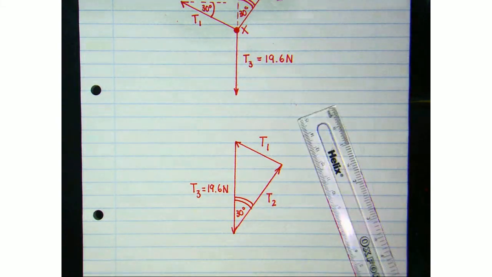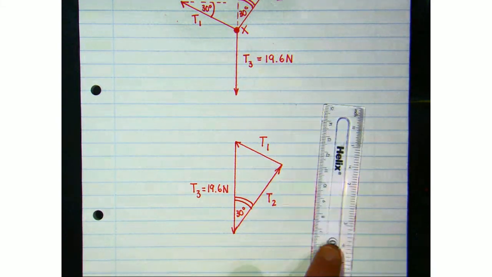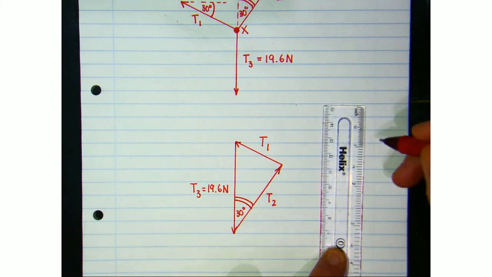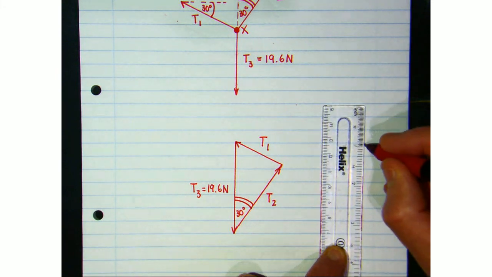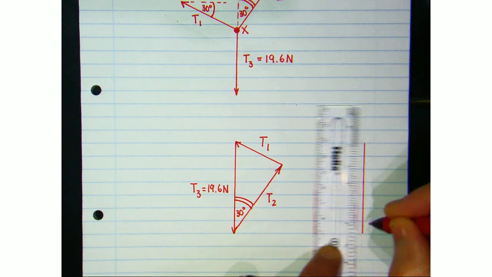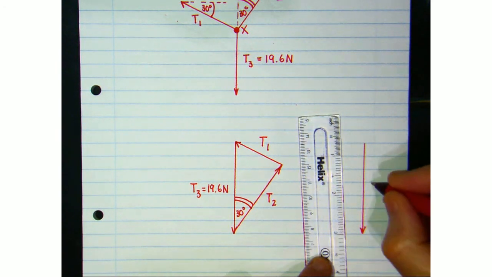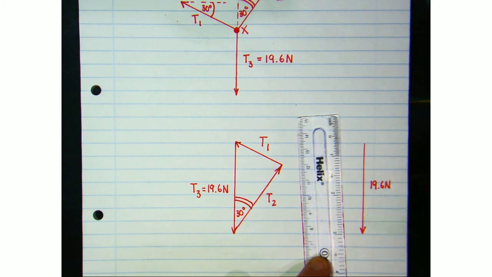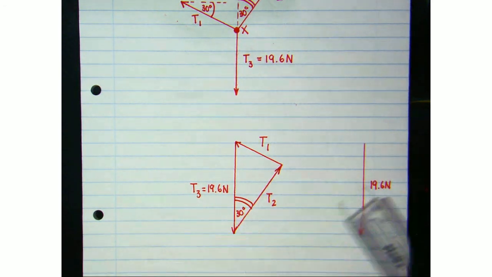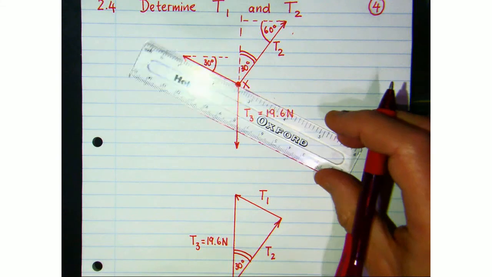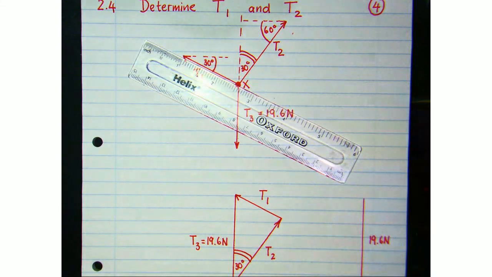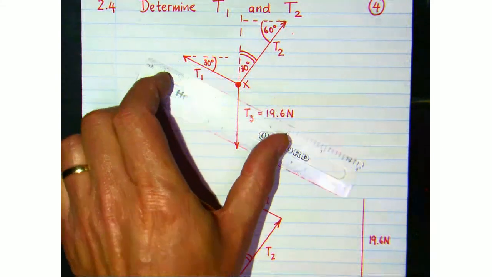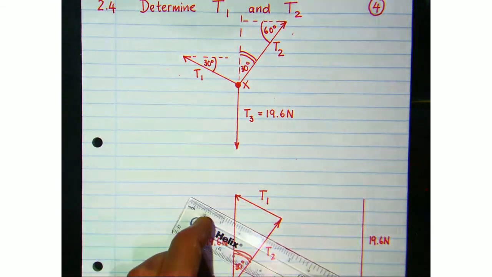And as I say, I always like to start with the vertical force. So let's not change that. There's T3, straight down your page. And then I'm going to take T1 instead. So I'm going to take my force T1, slide it down the page, not changing its direction, and draw it in.